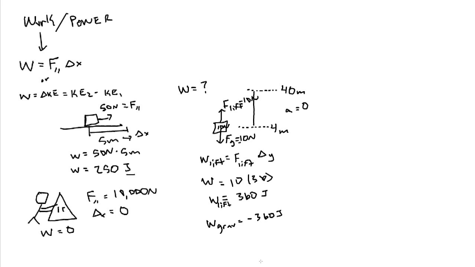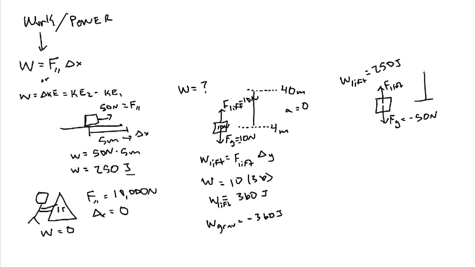Okay? Now, let's say you've got a 50 newton object. So force due to gravity is negative 50 newtons. And let's say the work done by your lifting force is, let's say, 250 joules. Okay, so you've obviously got a lift force here.